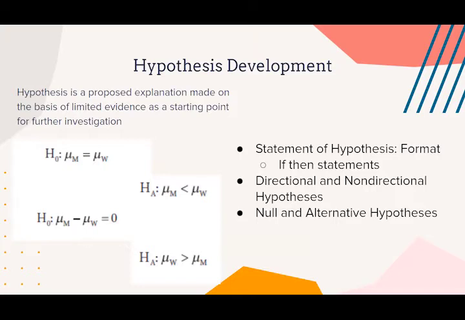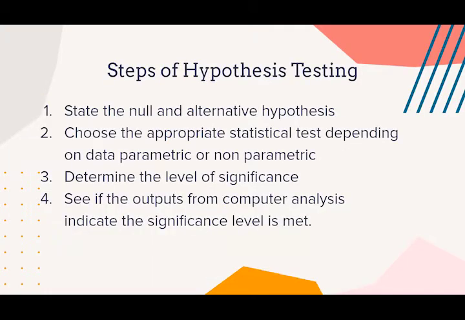As we learned in statistics, in the first and second semester, we move on to the steps of hypothesis testing. In doing so, you have to state the null and the alternate hypothesis first. Then choose the appropriate statistical test depending on whether the data collected are parametric or non-parametric. Then you have to determine the level of significance desired. The last one is to see if the output results from the computer analysis indicate that the significance level is met.